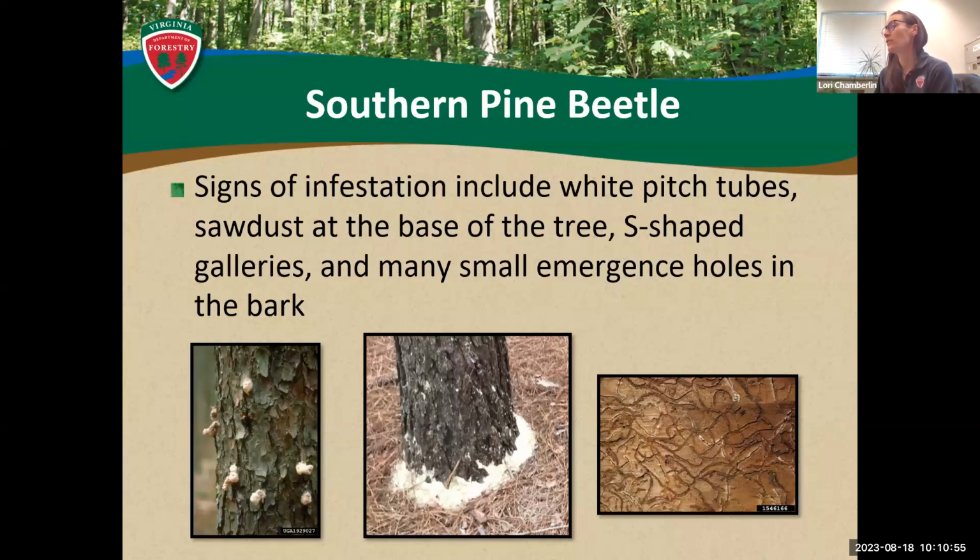As the beetle bores into the tree, sawdust falls down around the base of the tree. So that's something else to look for, as photographed in this middle image right here. And then once the southern pine beetles bore into the tree, they create feeding tubes or galleries just on the other side of the bark. And so you can see that here in this photo, these S-shaped galleries. And so if you're able to peel the bark off the tree, you should be able to see these galleries.